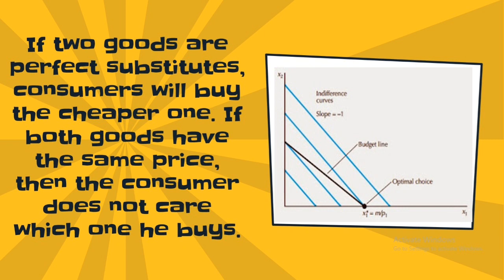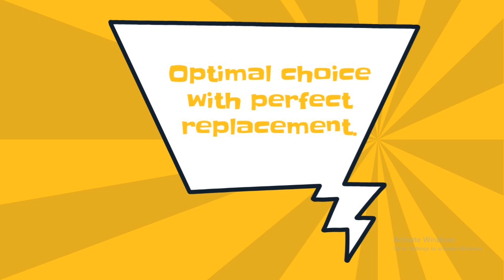If 2 goods are perfect substitutes, consumers will buy the cheaper one. If both goods have the same price, then the consumer does not care which one he buys. Optimal choice with perfect substitutes: if the items are perfect substitutes, the optimal choice will be at the limit.